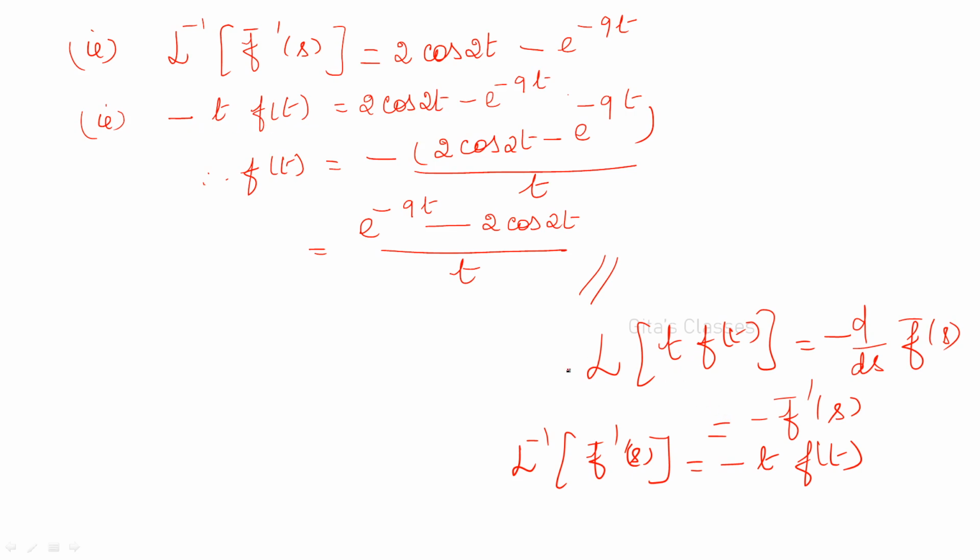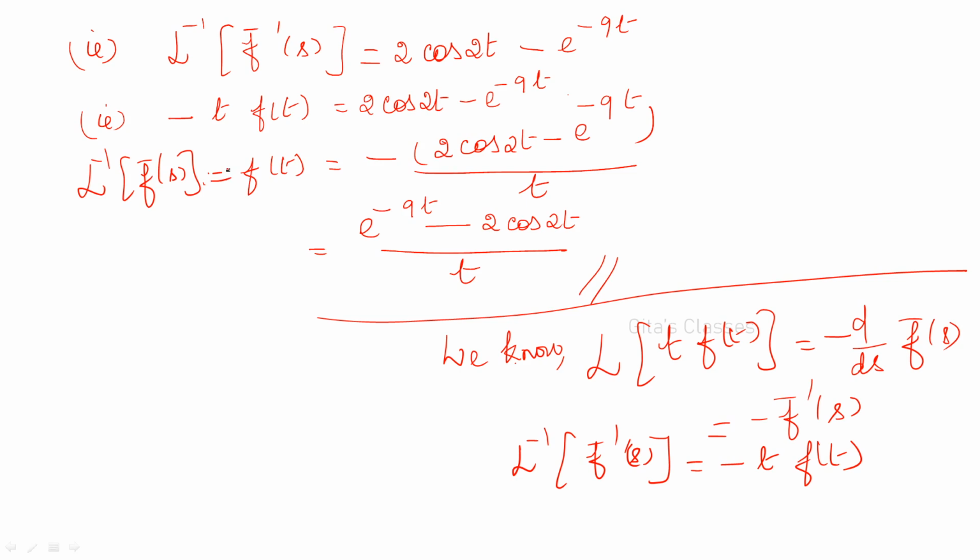That's why I am telling you, you have to be thorough with these functions. If you know these Laplace transforms, then only can you find the inverse Laplace transform easily. So minus t into f of t is equal to the right hand side function. I want f of t. What is f of t? L inverse of f bar of s is f of t. So the t will come to the right hand side and the minus also will come to the right hand side.